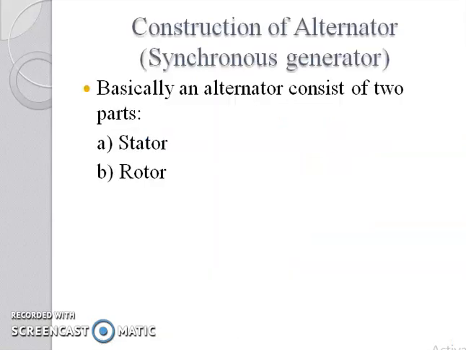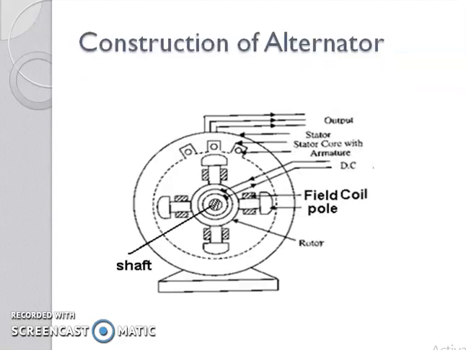As already you know, basically the alternator consists of two parts. One is the stator part, which is stationary, and the other is the rotor part, which is a rotating part. So this is the simple structure of the alternator or the synchronous generator, where this is the rotor part, which is rotating. Then this is the stator part. The output is taken from this.